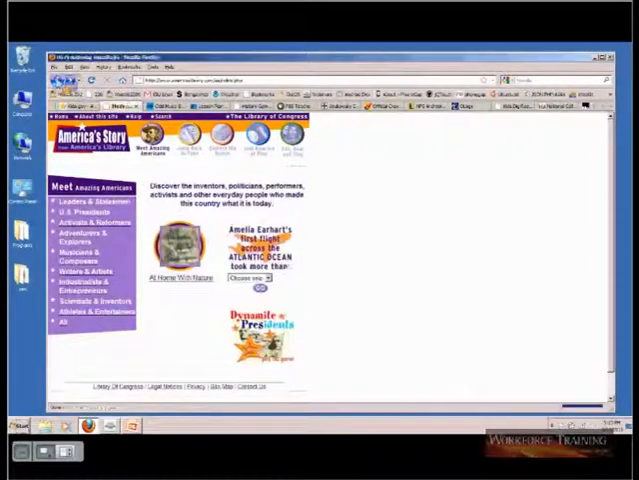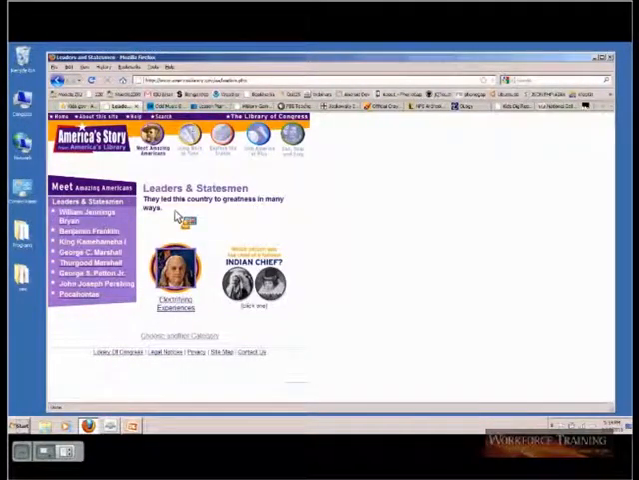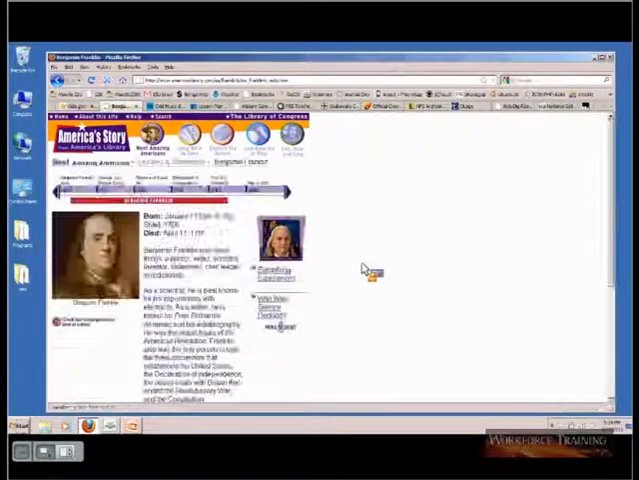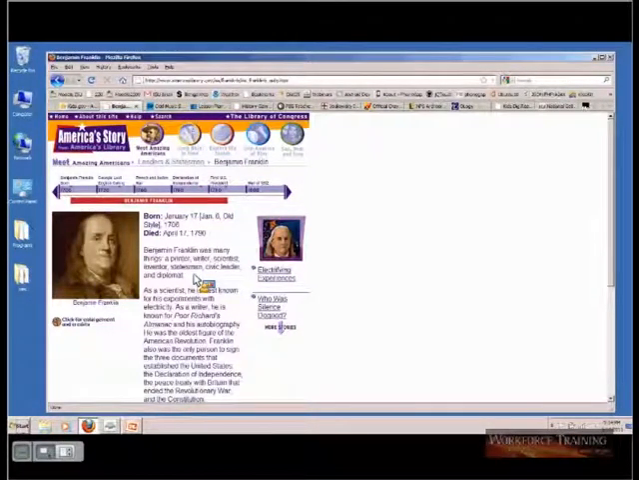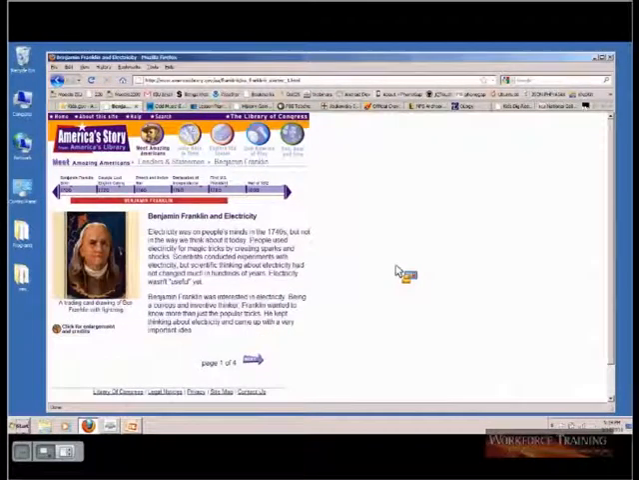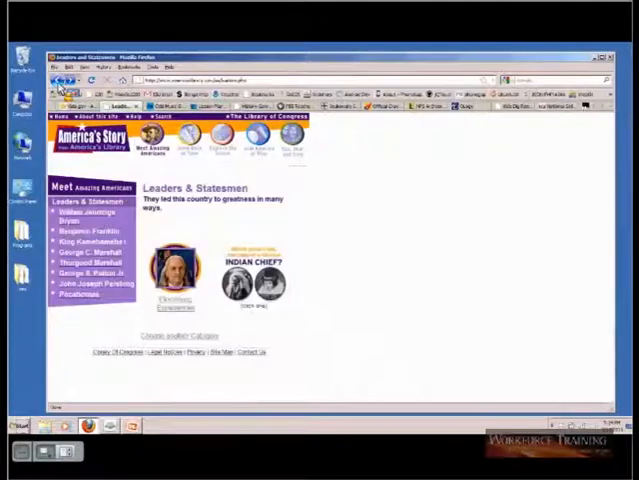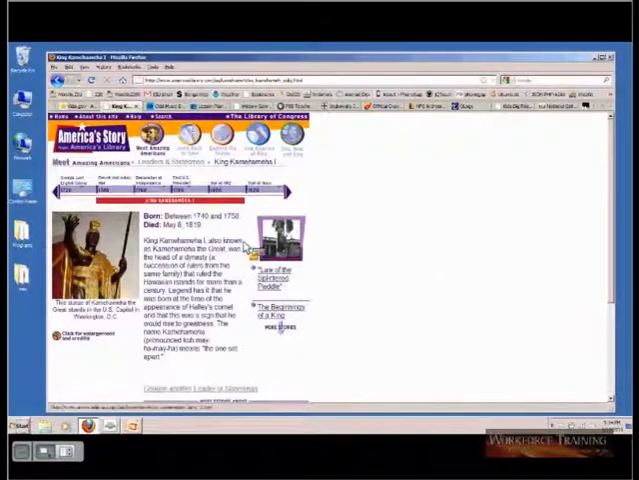Okay, let's see what else we have here. Let's go back to the main category for just a minute. Leaders and statesmen. Let's see what we have under there. We have Benjamin Franklin, a very well noted early American inventor and statesman. Talks about some of his experiments with electricity. Gives you a little biographical information, and again, here's our timeline. Here's King Kamehameha. Somebody you don't often see included in early American history, but he has a place.